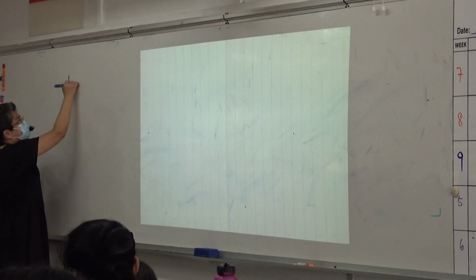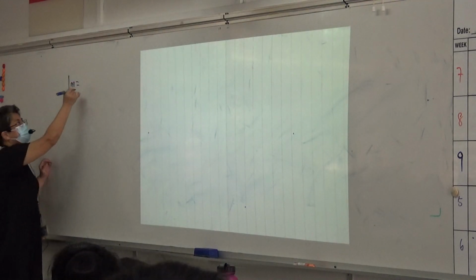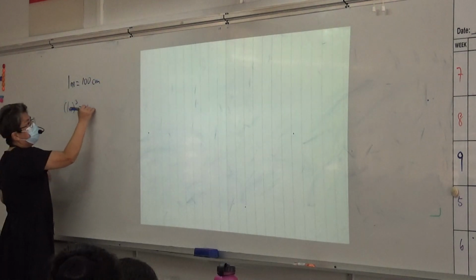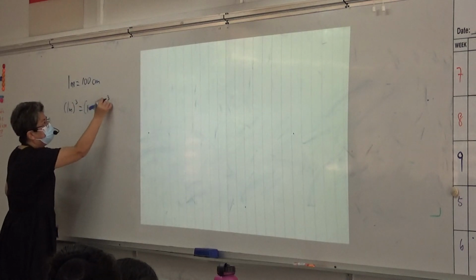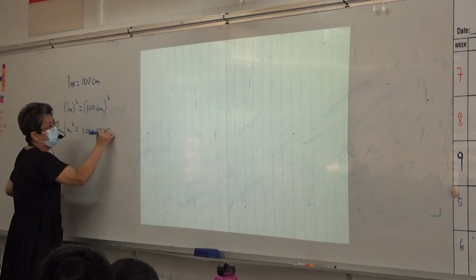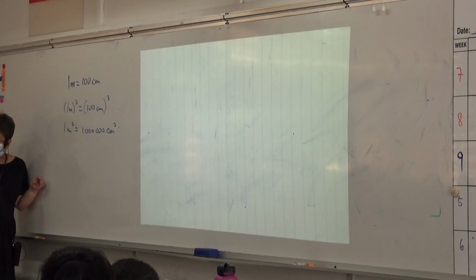I told you 1 meter is how many cm? 100. I cube, this side must also cube. So 1 meter cube is what? 1 meter, because it's 0, right? cm cube. Then you line them up and you get the answer.